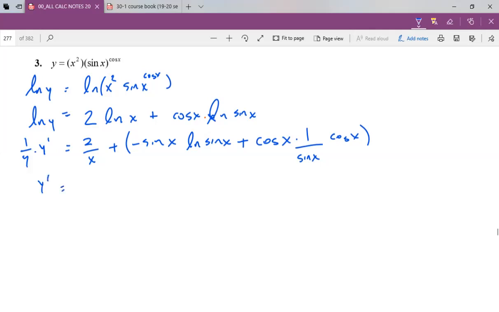Now y prime is equal to y times 2 over x minus sine x, natural log of sine x. Careful not to call that sine squared. That first one is a factor of sine x. The second one is your argument for natural log, so it's ln of sine x. So be careful. That is not sine squared. But in this next one, it is: cos x times 1 over sine x times cos x is cos squared x over sine x.